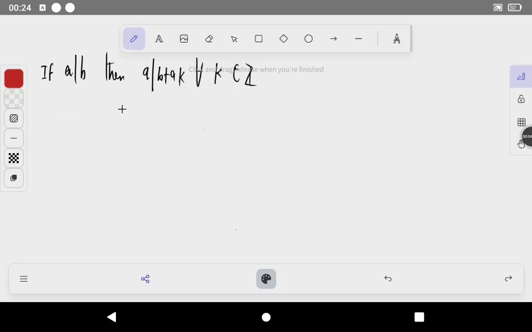So in today's video, we want to prove this statement. It says, if A divides B, then A must also be a divisor of B plus AK, for all K in the set of integers.